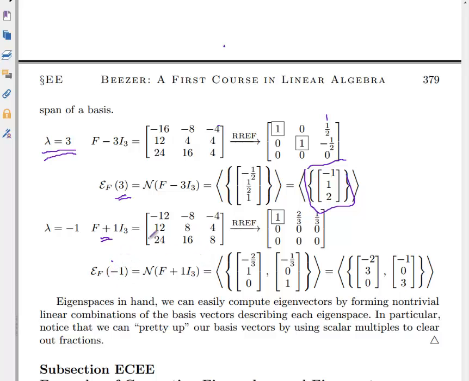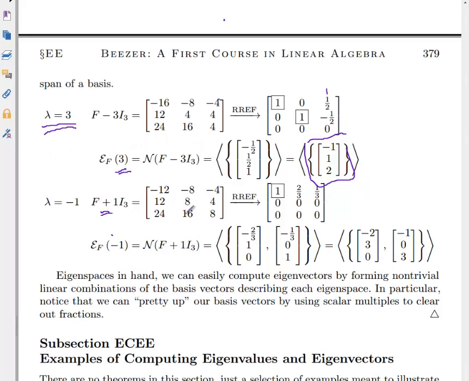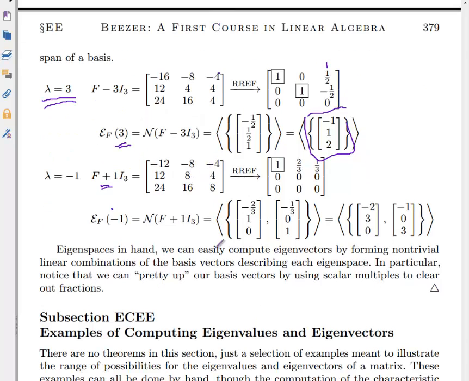Okay, so this is a standard computation that you should get very good at because it's one of the really boilerplate computations that are used in mathematics. All right, that's it.